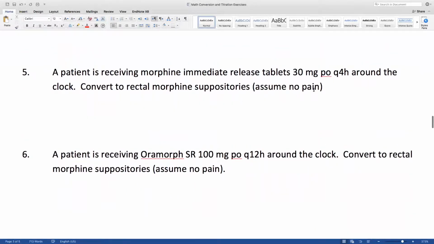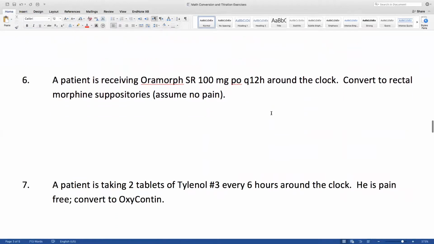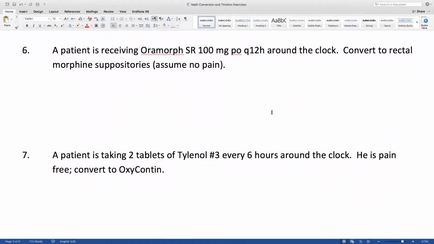Don't worry about rectal morphine. Nobody likes rectal stuff. There's a lot of rectal on here.